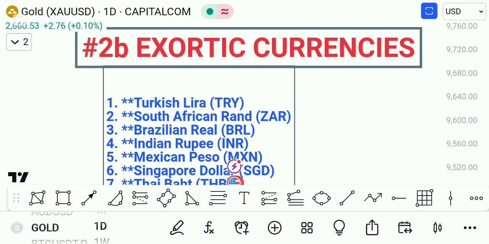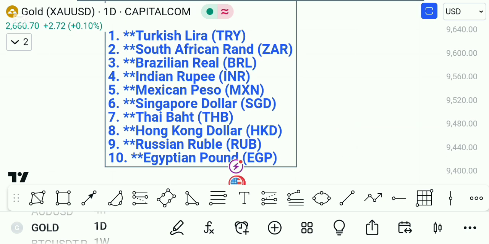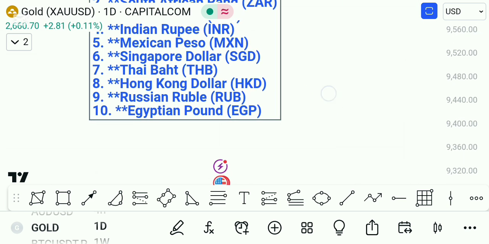And the next thing you guys need to take note of, the 2A, is the exotic currency. Exotic currencies are currencies that are not traded in the financial market at the top level. We have the Turkish lira, the South African rand ZAR, the Brazilian real BRL, Indian rupee INR, Mexican peso MXN, Singapore dollar SGD, Thai baht THB, Hong Kong dollar HKD, Russian ruble RUB, Egyptian pound EGP. These are the exotics. Now there is a way we are going to pair them. When you pair the major currencies and the exotic currencies, they are going to give us pairs.